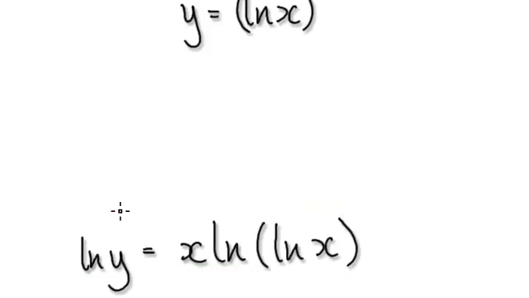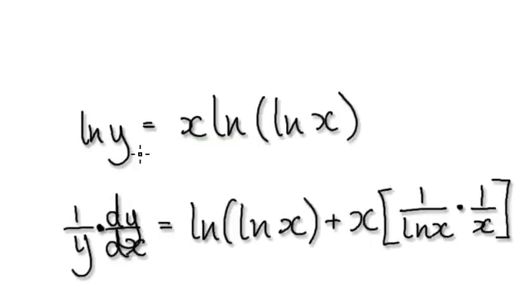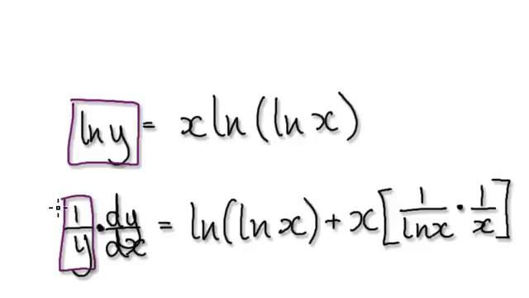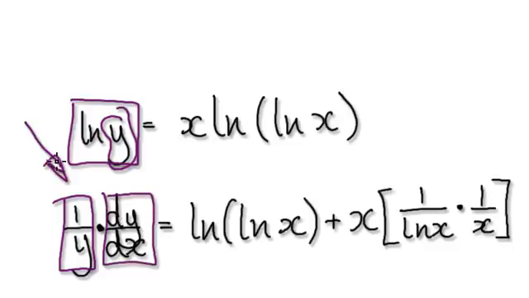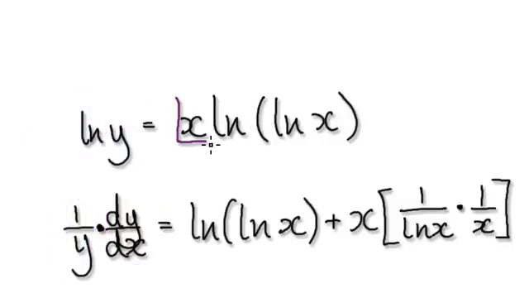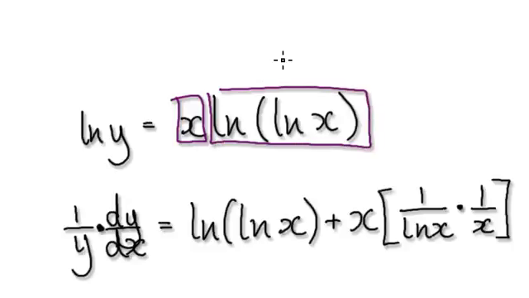Okay, so now use implicit differentiation. So that when you differentiate this, it will give you 1 over y, and because y is a function of x, you times by dy by dx. It's you using the chain rule here. Okay, and then on the right hand side, visualize it as one block multiplying with another block here. So you've got to use the product rule here.